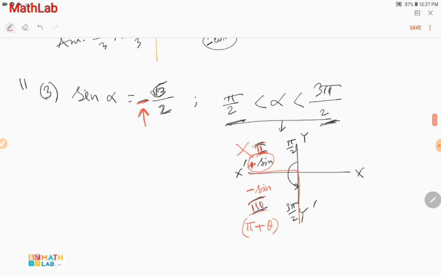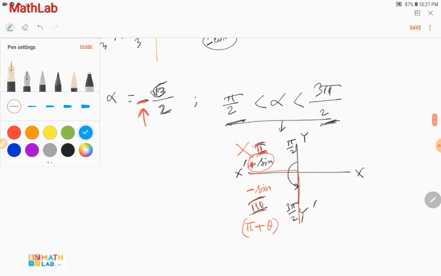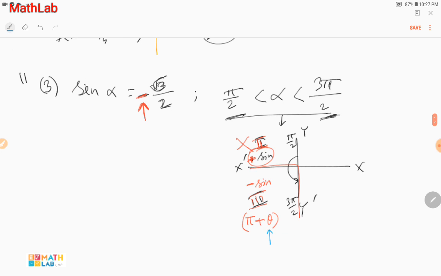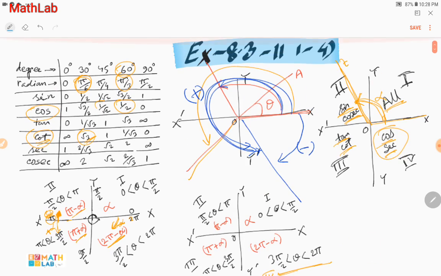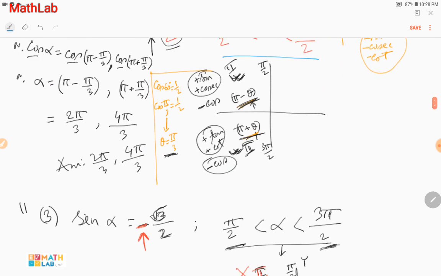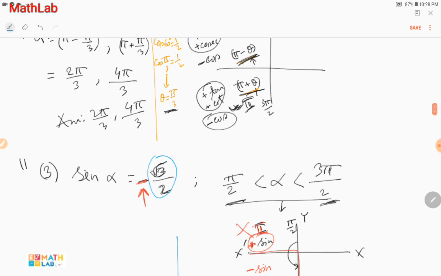Okay, so now we have to calculate the value of theta. How do we calculate it? Here is a simple trick. Go to the table, sine. For sine, we have to find the value root 3 by 2.